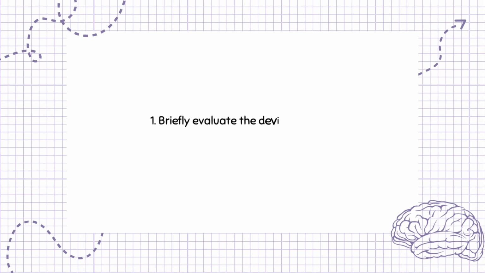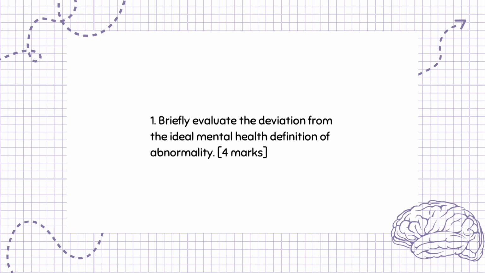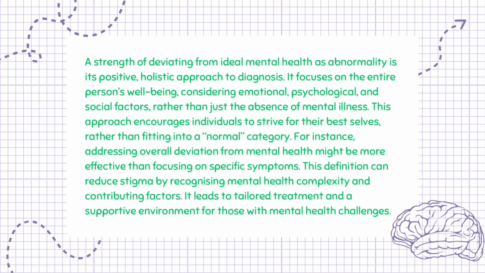Question 1. Briefly evaluate the deviation from the ideal mental health definition of abnormality. 4 marks. A strength of deviating from ideal mental health as abnormality is its positive, holistic approach to diagnosis. It focuses on the entire person's well-being, considering emotional, psychological, and social factors, rather than just the absence of mental illness. This approach encourages individuals to strive for their best selves, rather than fitting into a normal category. For instance, addressing overall deviation from mental health might be more effective than focusing on specific symptoms.